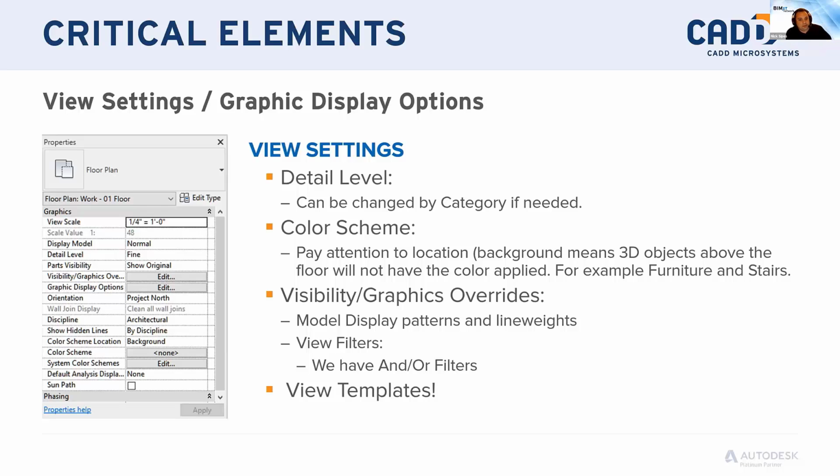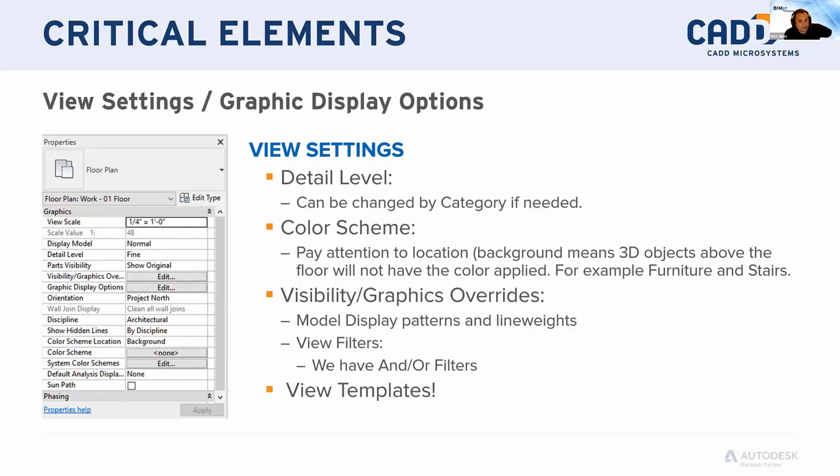So the first thing is view settings, detail level. Depending on the category your view is set to, meaning the discipline, the detail level can affect what you see. Color schemes, pay attention to the location, whether it's in the foreground or background. If it's in the background, things that are 3D models will cover it up. So just pay attention to what you're doing.